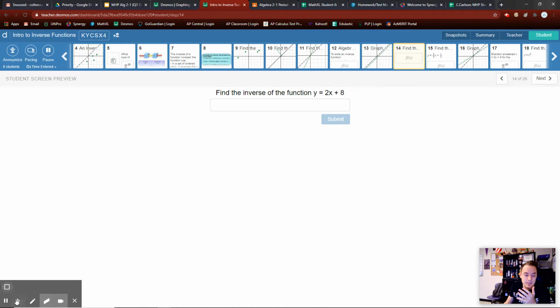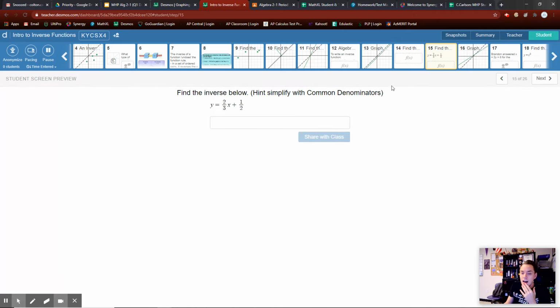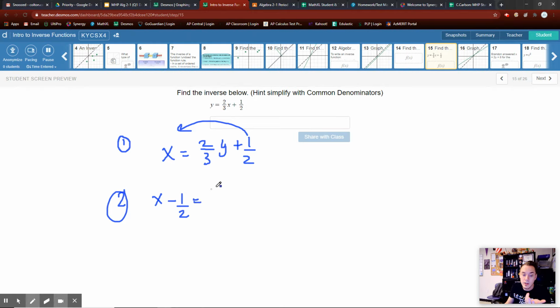Okay, so let's erase this. Now, I want you to try to find this one by yourself. So as I switch them, I'm just going to go straight up into switching them. It should look like this. And then my second step is to actually solve for it. So I have x minus 1 half, because I need to move the 1 half over. I need to get y by itself. 2 all over 3, and then y.